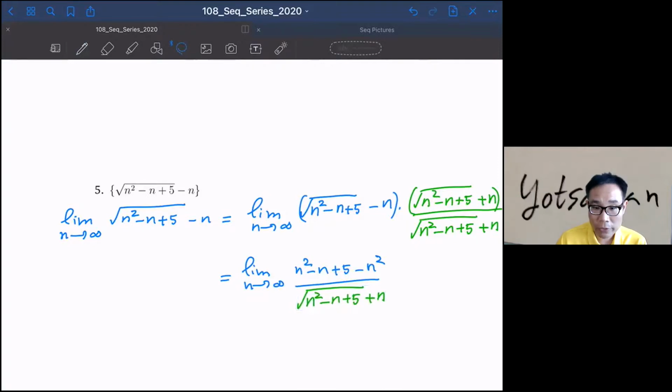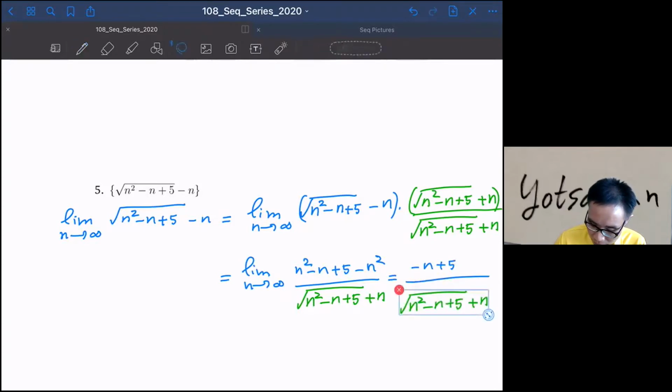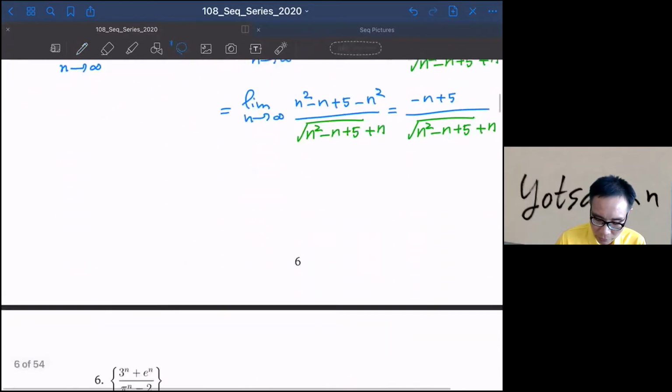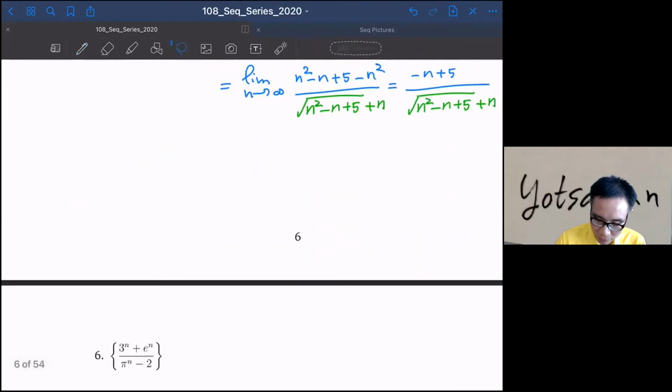You're going to simplify the top one to be negative n plus 5, and the bottom one to be the green one. Then you're going to follow number 2 to complete this question. So use number 2.